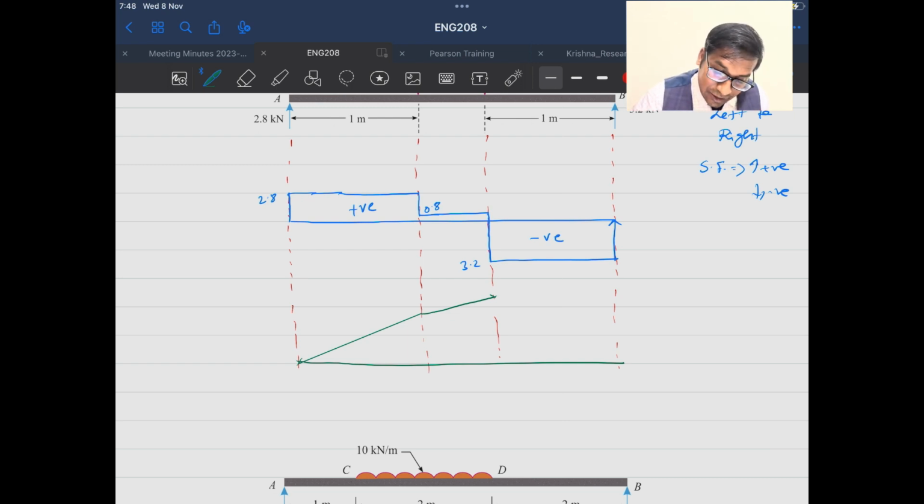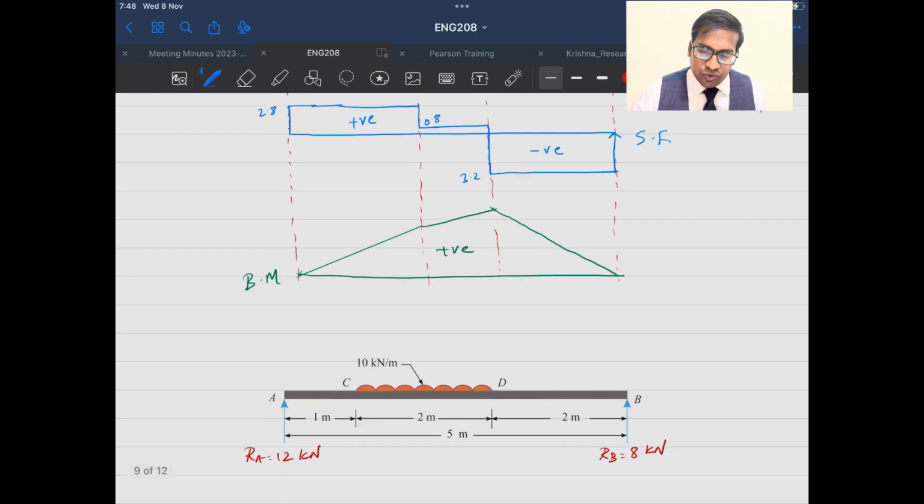Please understand, the maximum point is always where the positive and the negative region crosses over. If you see here, this is the point where positive goes to negative. Okay, so at this point the bending moment will be maximum. Please note this. And now there is negative slope, so I come down. Okay, so this is how I complete the bending moment diagram, and this is my positive region. Okay, and this is my shear force diagram.